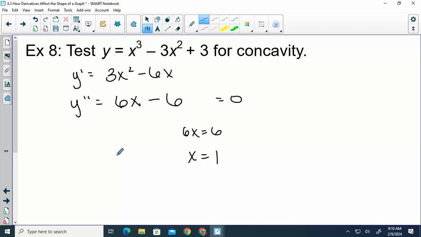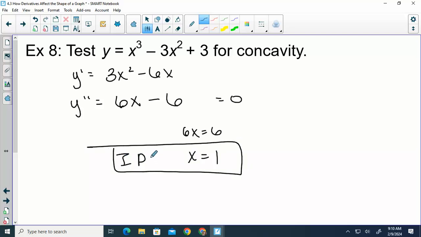So we get x equals 1. So that is what's called an inflection point. That is where the concavity of our graph changes. And so to find the concavity, it's just like finding maxes and mins, except we're doing it for the second derivative. So we're going to do that sign line. The point where we change is 1. Since we're looking for concavity, we're looking at the second derivative.